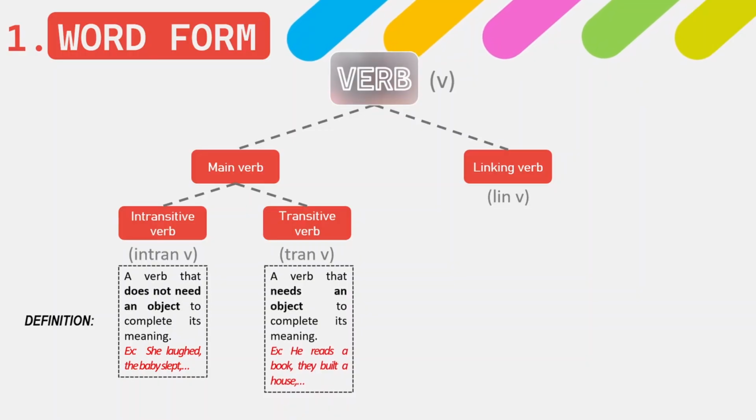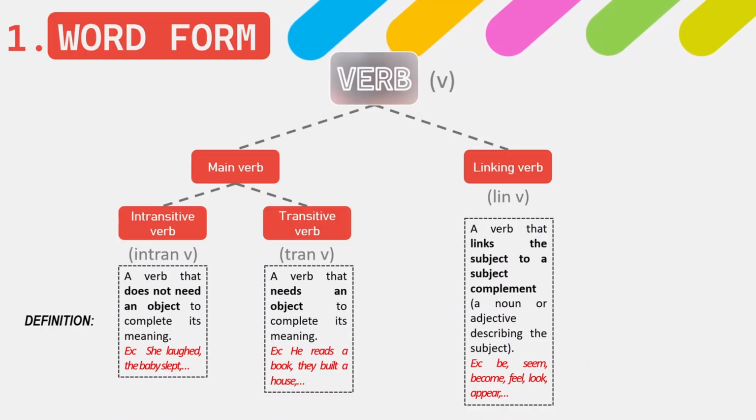Next, a transitive verb requires a direct object to complete its meaning. The action of the verb passes from the subject to the object. Without an object, the sentence feels incomplete or unclear. For example, he reads a book, they build a house.